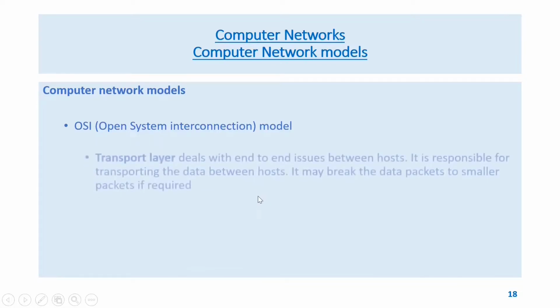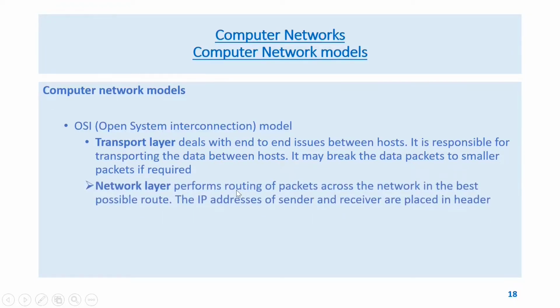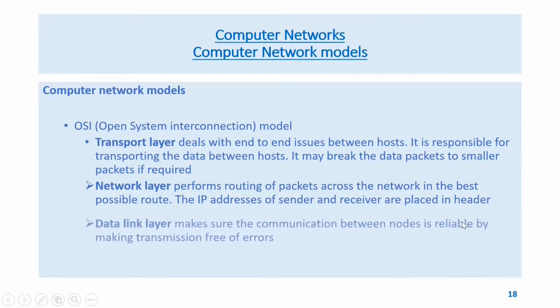Next is transport layer. Transport layer deals with end-to-end issues between hosts. It is responsible for transporting the data between hosts. It may break the data packets into smaller packets if required. Network layer. Network layer performs routing of packets across the network in the best possible route. The IP addresses of sender and receiver are placed in header.